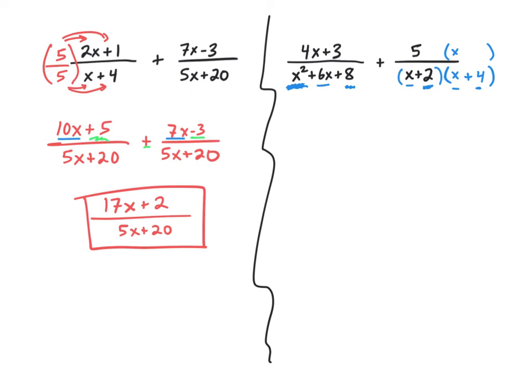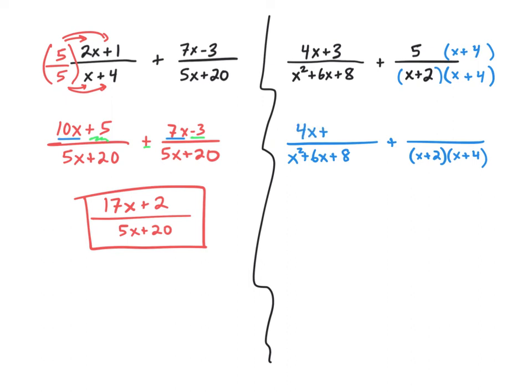So I do have common denominators now. And so I will bring this down. And on this side, I have x squared plus 6x plus 8. On this side, I've got x plus 2 and x plus 4, which we just said is the same thing. On the top left, I don't change anything, 4x plus 3, but on the top right, I got to make sure I distribute, and that gives me 5x plus 20.